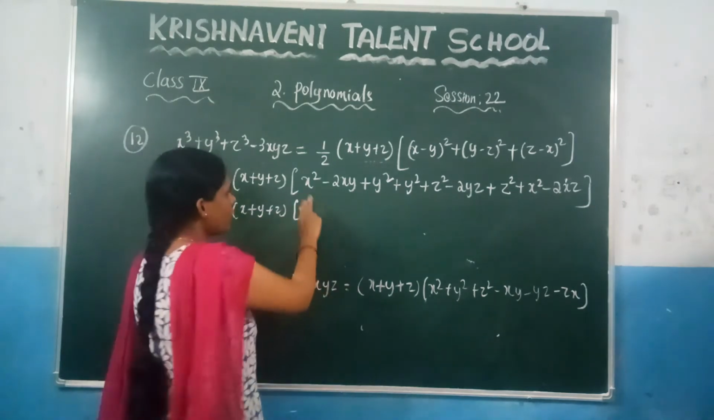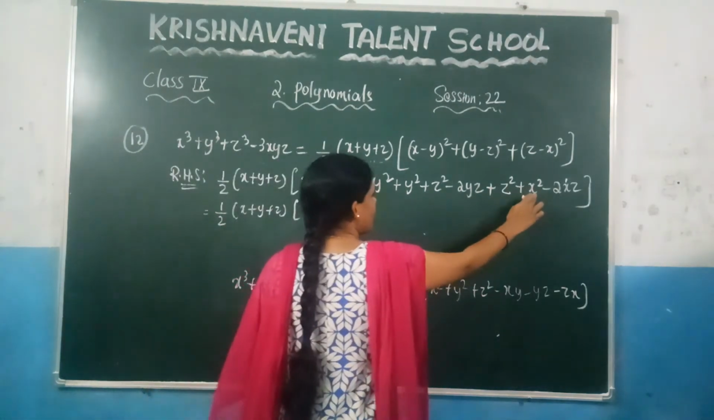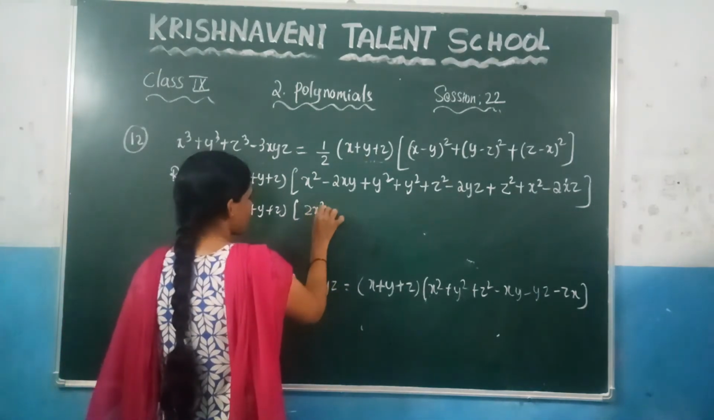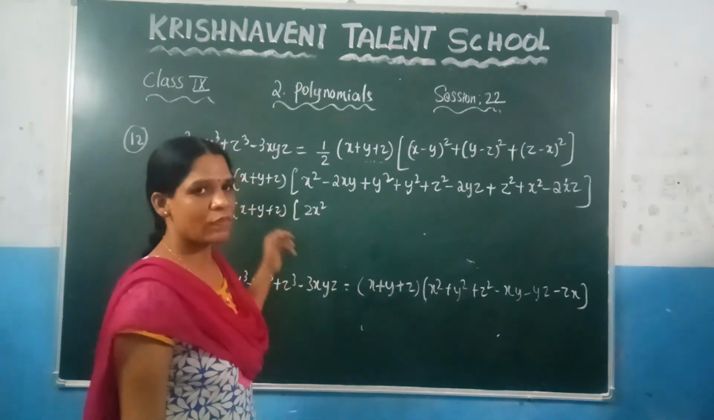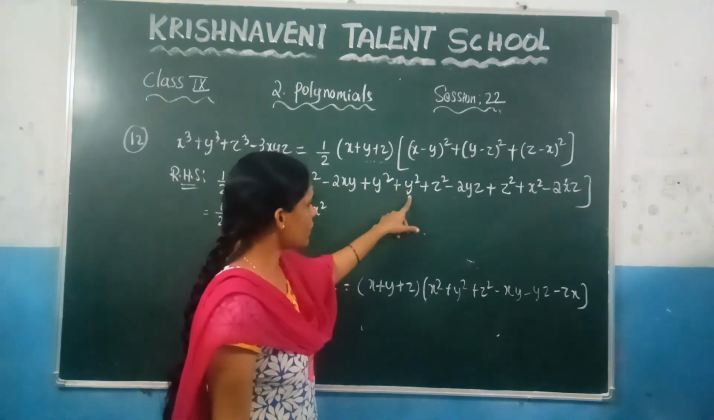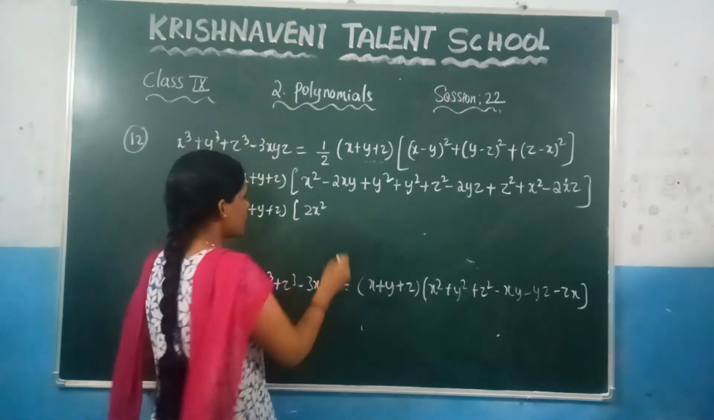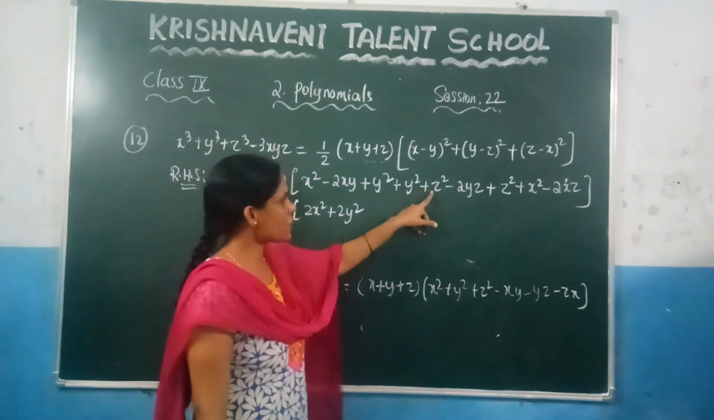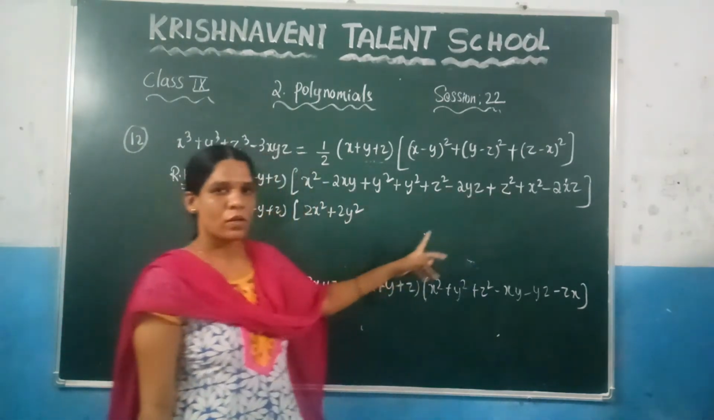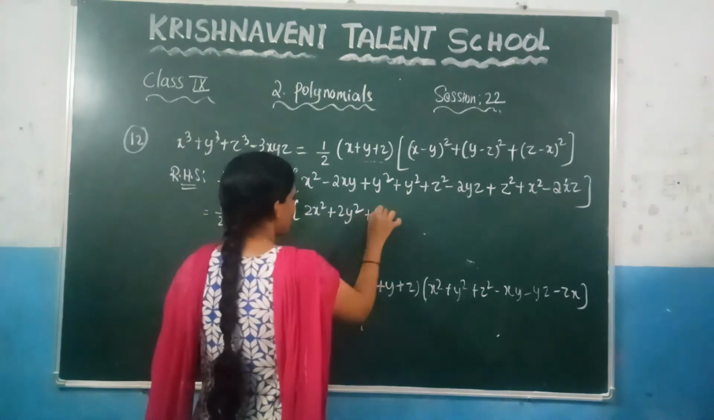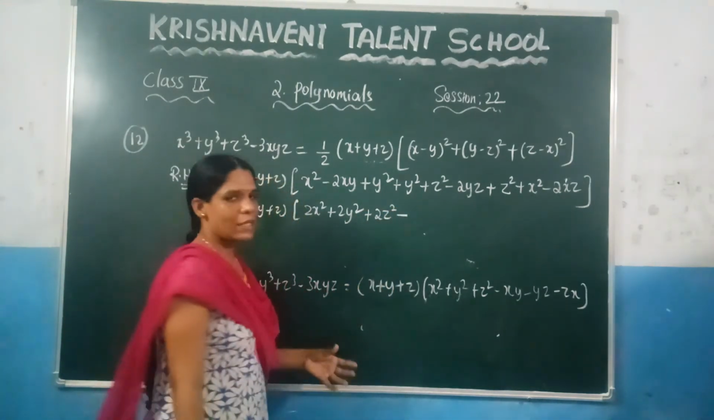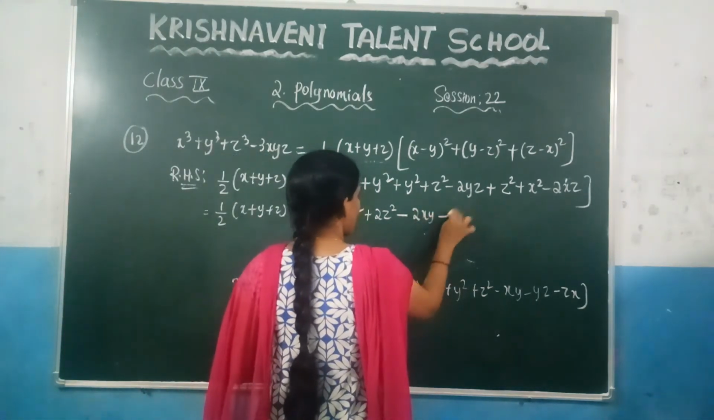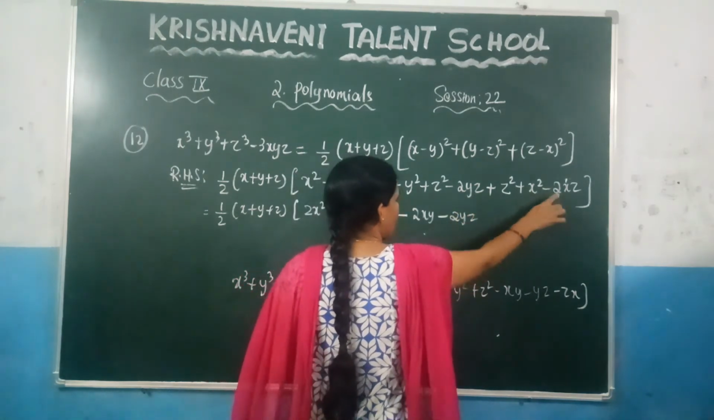Any x square term is there? Yes, it is there. So x square plus x square gives you 2x square. Similarly, now see the y square terms. Here y square is there, here y square is there, y square plus y square gives you 2y square. Now see the z square terms. Here z square is there, here z square is there, so z square plus z square gives you 2z square. Now the terms which are left out are minus 2xy, minus 2yz and minus 2zx.